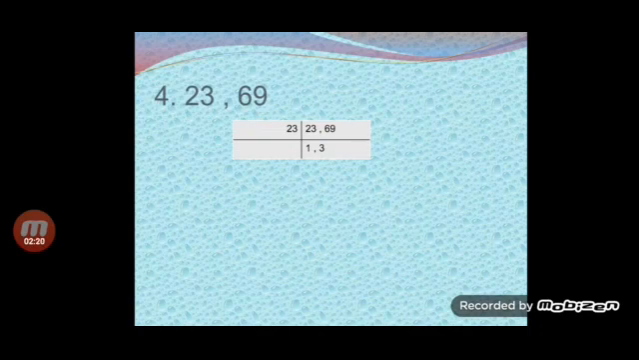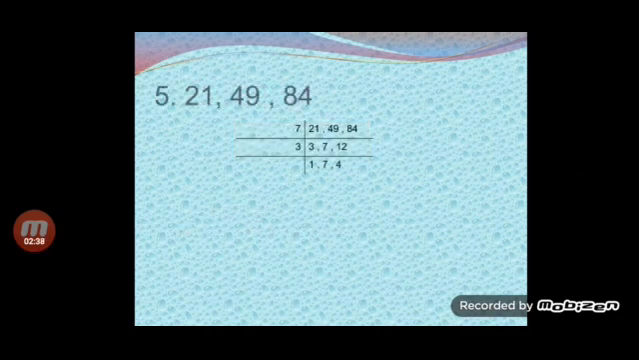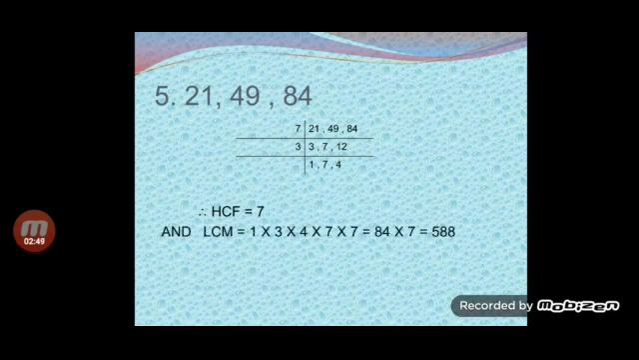Next one is 23 and 69. Here both the numbers are divisible by 23. So HCF will be only 23 and LCM will be 1 into 3 into 23. That means all the factors are multiplied. We get 69. Next one is the fifth one, 21, 49 and 84. All these three numbers are divisible by 7. So HCF will be 7 and LCM will be the product of all the factors.